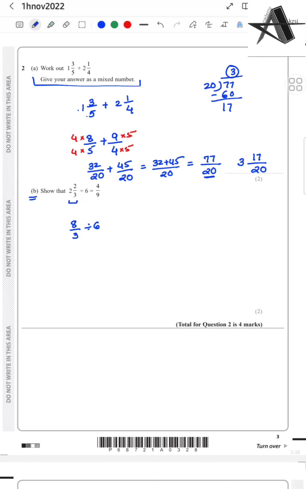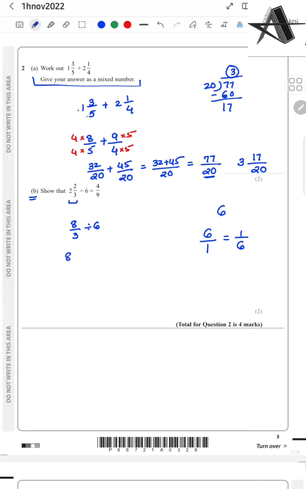that is the number after the division, will become reciprocal. Reciprocal means the numerator and denominator will swap with each other. So if I say 6, 6 can be written as 6 over 1. And then reciprocating, that means swapping, so it will become 1 by 6. And the division sign will be converted into a multiplication sign.